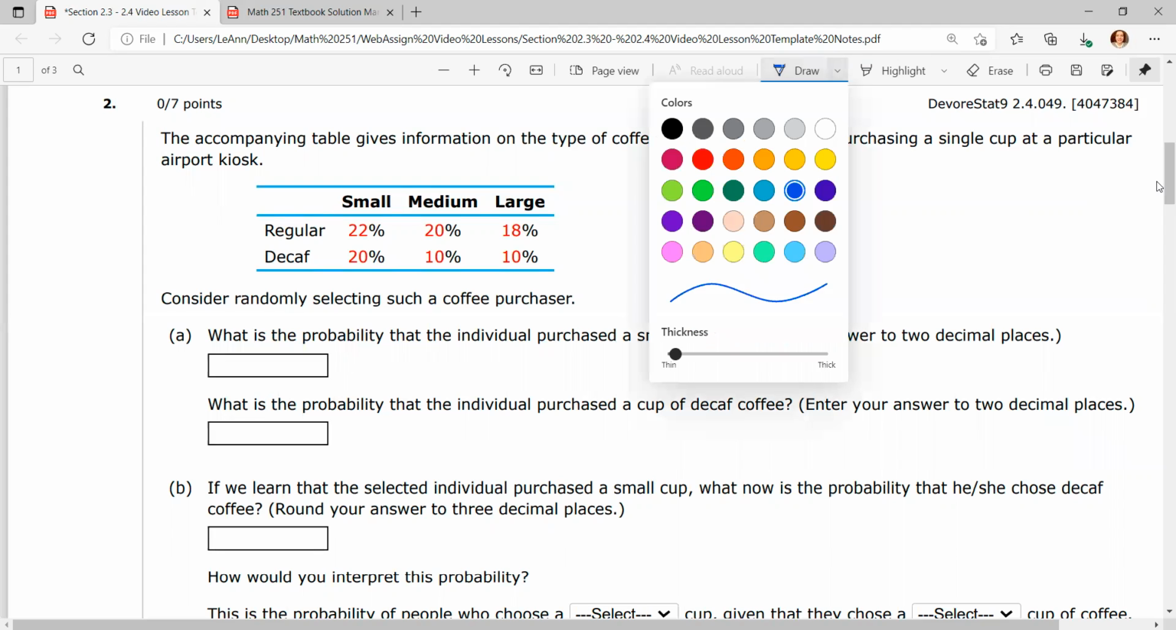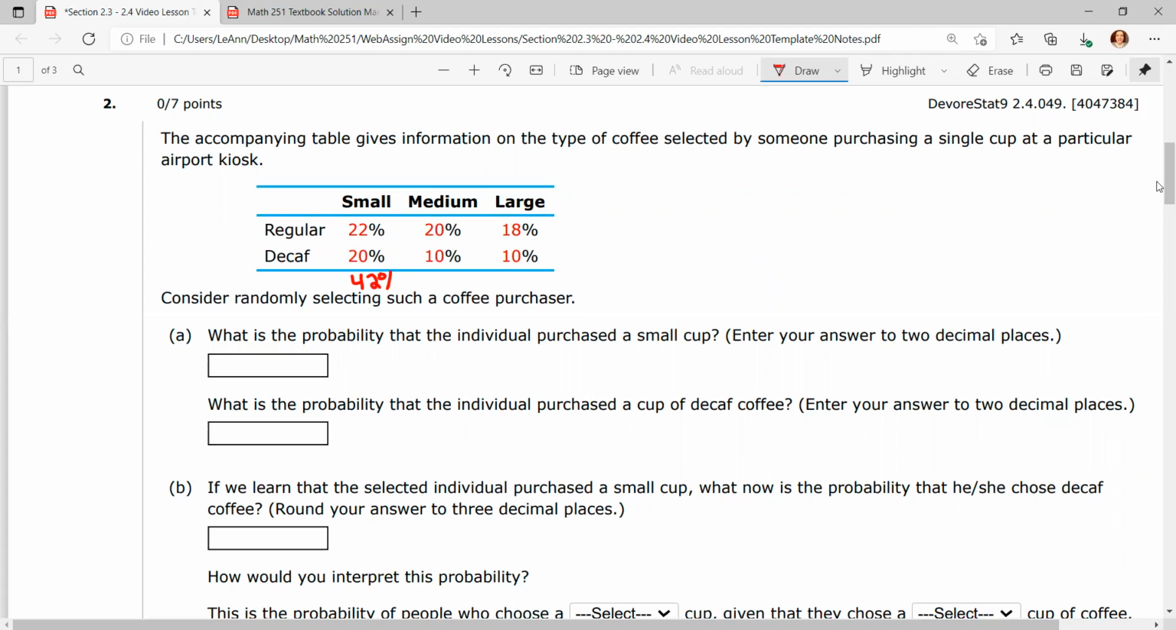When I'm given a table like this, I like to go ahead and get the totals of everything. So the total number of smalls were 42%, medium was 30%, large was 28%. If you do your row, you can get your regulars. So that is, let's see, 22 and 20 would be 42 plus 18 is going to be 60%. And then this is 40%. And you'll notice, since these were written as percentages, this will be a total of 100%, either row or column summing. So these are just a nice way to help you get the probability attachment here.